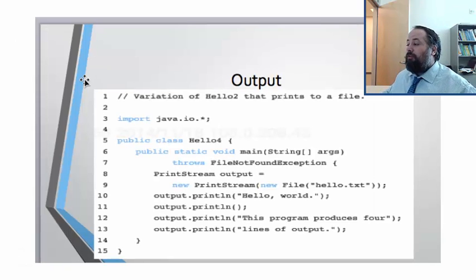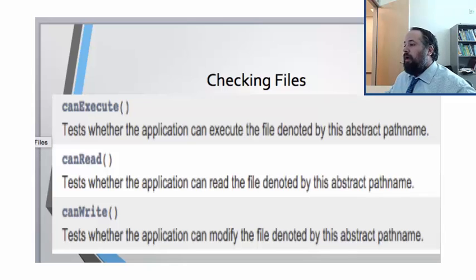That is all there is to creating files for output. And again, just like opening files for input, you need to either give a relative path or a full path. Once you open the files, you can check them for can you execute them, can you read them, or can you write them. There's do you have permission to do those things. It is sometimes useful to check if you can write them in a true program. For the purposes of what we're doing, you never need to worry about that.